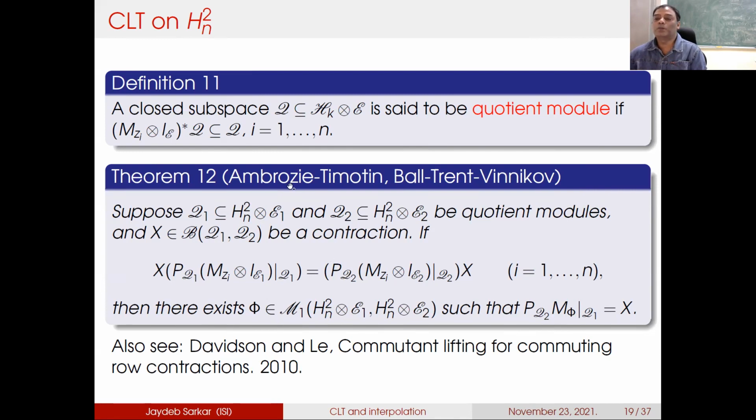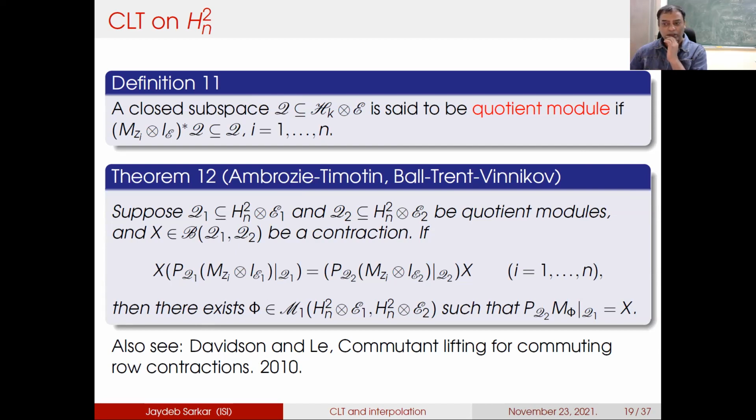And so this goes to Ambrosie and Timotin, and I think it was first observed by Ball, Trent, and Vinnikov. And you use the realization formula, etc., to prove this. Again, Agler's idea also comes into the picture. So from this point of view, I also recommend the paper by Davidson and Le, which appeared in 2010. And they prove the commutant lifting in a different way.